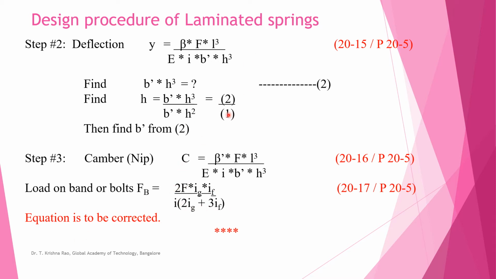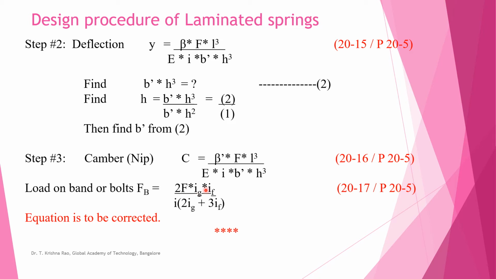So these are the 4 steps. Step number 1, taking the sigma or sigma f equation, we always find the value of B dash H square equal to. From step number 2, the deflection equation, we find B dash H cube equal to. Take the ratio, we get H. Substitute the H value in B dash H cube, we get B dash. Find camber, find load and bolt. These are the 4 steps.